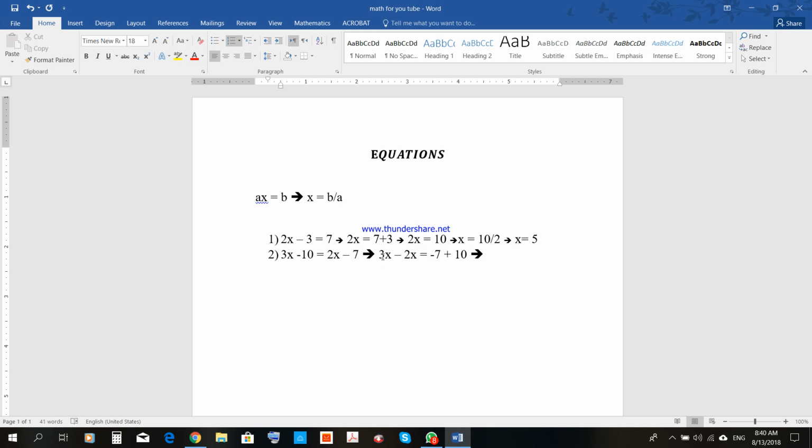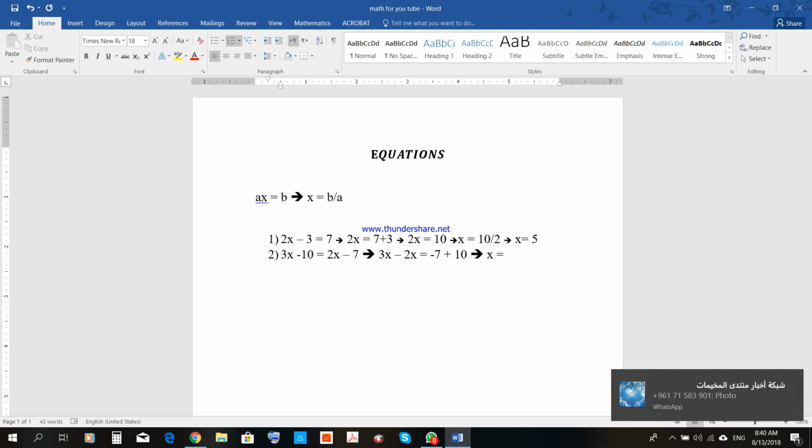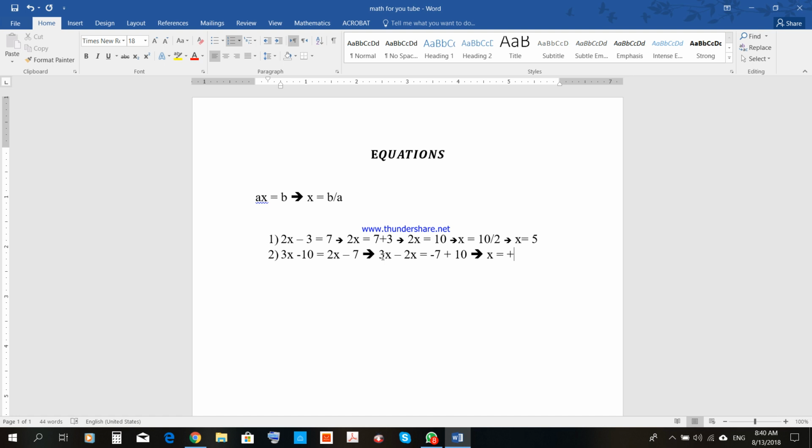Now we can subtract 3x minus 2x. It becomes x equal minus 7 plus 10. We have different signs here in this expression, so we put the sign of the largest and then subtract. We put the plus sign, and 10 minus 7 becomes 3. This is the answer.